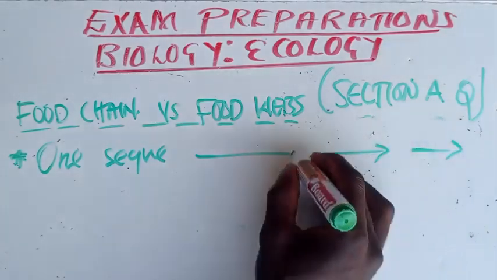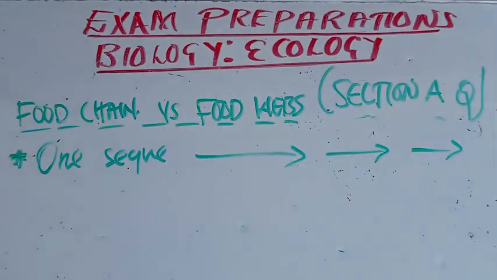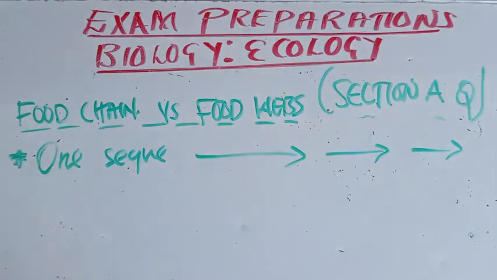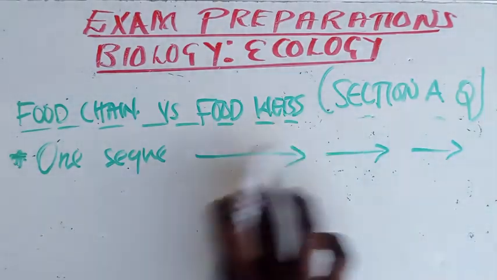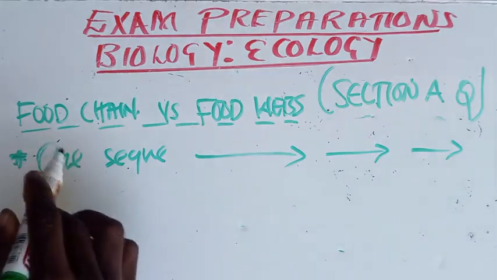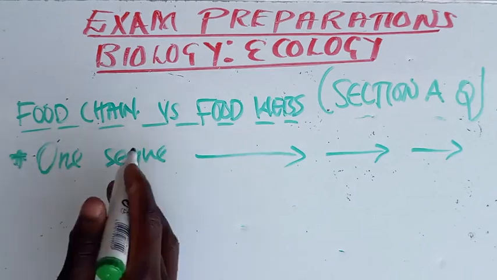Not so. This is how it actually looks. Then we're having a producer, a primary consumer, a secondary consumer, and whatever, only with one line. That is what it means with only one sequence of feeding relationship. A food chain, by definition, in fact, we are differentiating these by definitions, actually contains only one sequence of feeding relationships.